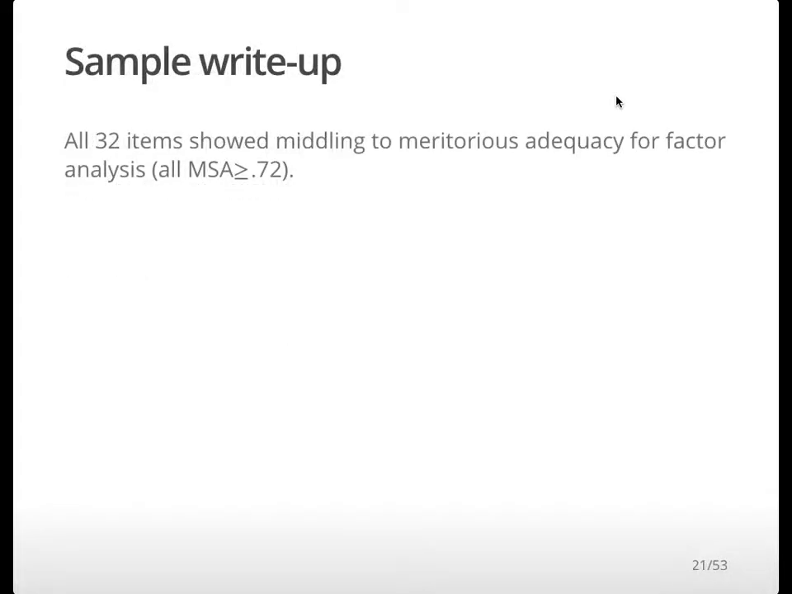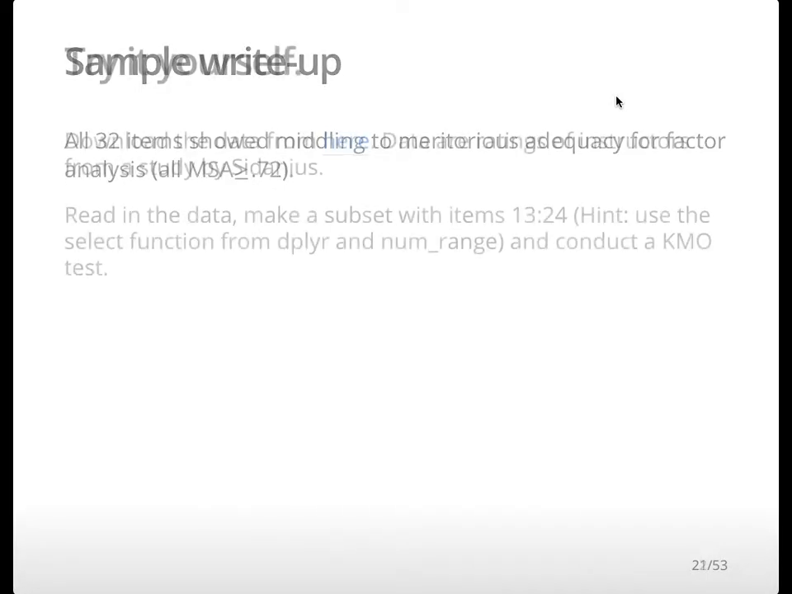If you were to write this up, you would say all 32 items showed middling to meritorious adequacy for factor analysis, and you would say all MSA were larger than or equal to 0.27. If some of them had not been, then you would consider removing those items. If they're not factorable because they score really low, it basically means this item is not correlating with any other items. So it's noise or rubbish, and either you phrased it wrong or it's not capturing what you want.